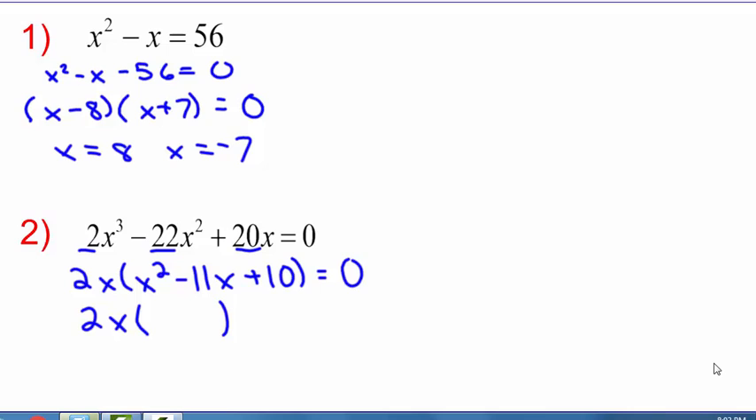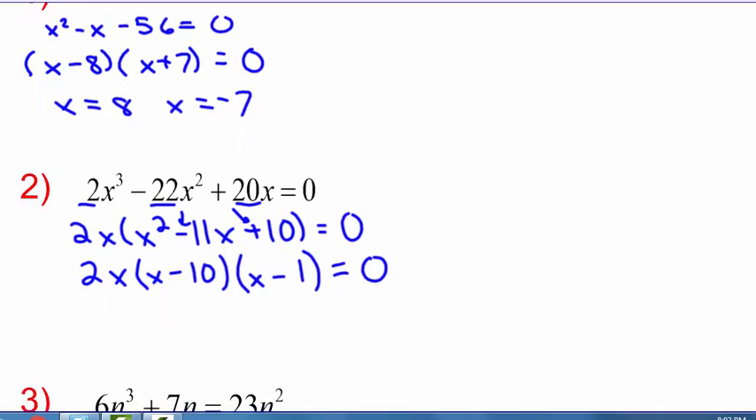I'm going to try. I know it's x squared, so it's x and x here. I look at my last term, which is positive 10. So that means it's going to be positive, positive, or negative, negative. On the inside, it's negative 11, so I think it's negative, negative. And that's where I get the 10 and 1 from.